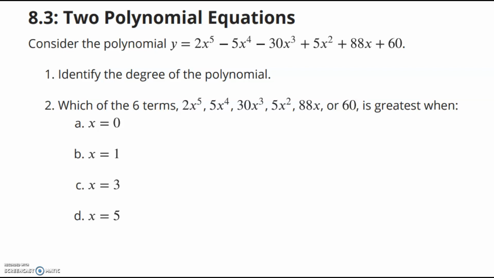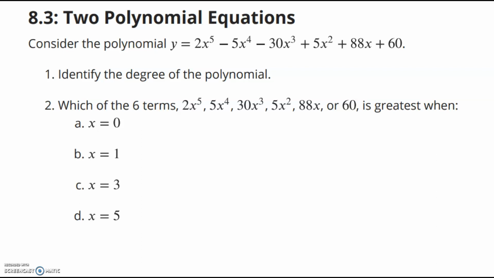Okay, here, Unit 2, Lesson 8, Problem Set 3. We're going to continue discussing the end behavior of a function, and with this one, we're going to look at some other features just to make sure that we have a clear distinction about where the end behavior really comes from. So consider the polynomial function y equals 2x to the fifth minus 5x to the fourth minus 30x cubed plus 5x squared plus 88x plus 60.